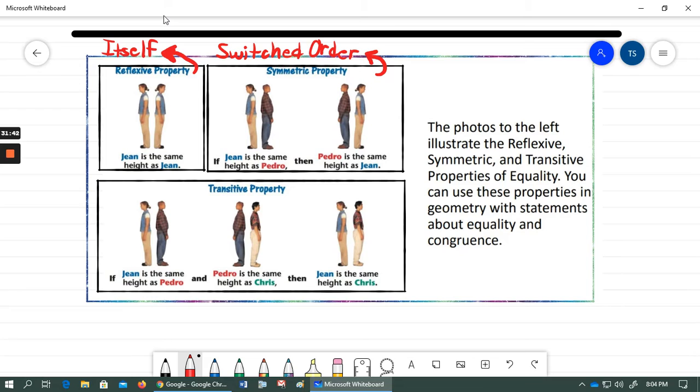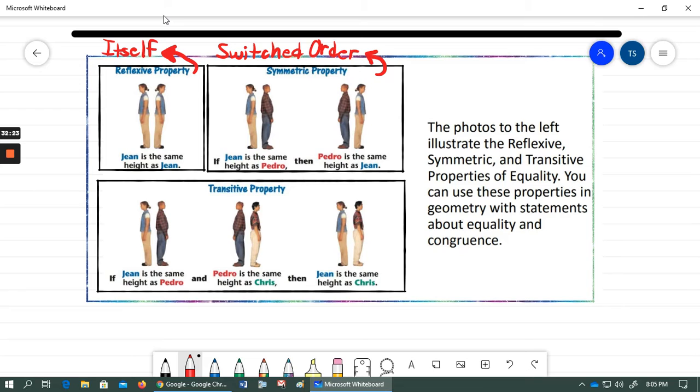So again, with the reflexive property, it compares some value to itself, or some geometric figure to itself. With the symmetric property, it compares two different values or two different geometric figures. And again, you could switch the order of your equality if you're talking about two values, or you could switch the order of your congruence if you're talking about two geometric figures that are congruent to each other. But anyway, that's the reflexive property and the symmetric property.